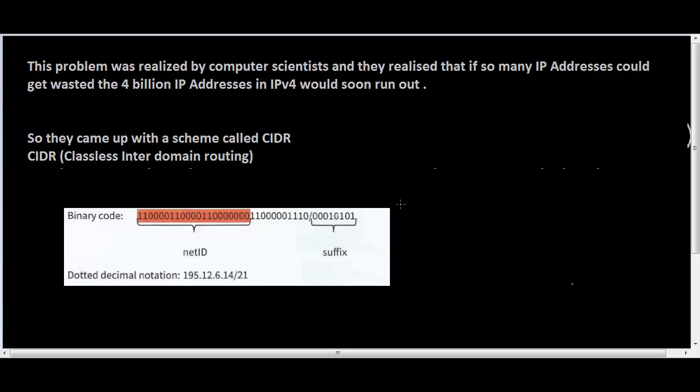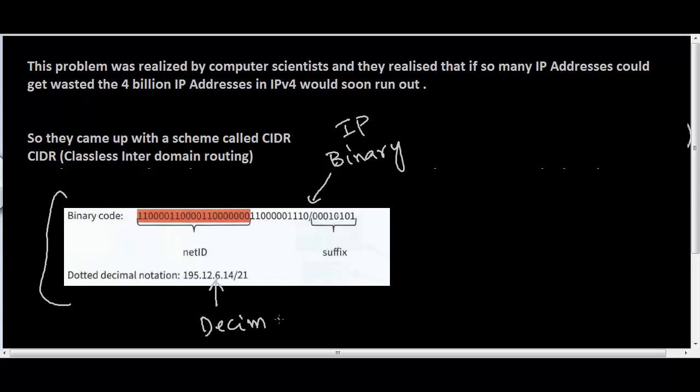So now let's take a look at what an IP address in CIDR looks like. As we can see, the IP address has been given in binary form, and it has also been given in decimal notation. So we have both examples given in this diagram. Okay, so this is an IP address based on CIDR. Let's examine this IP address.